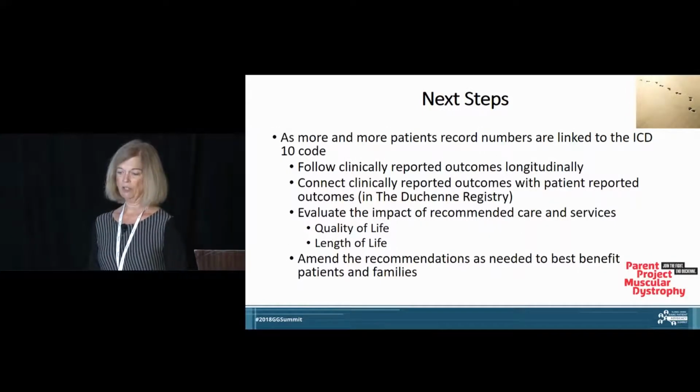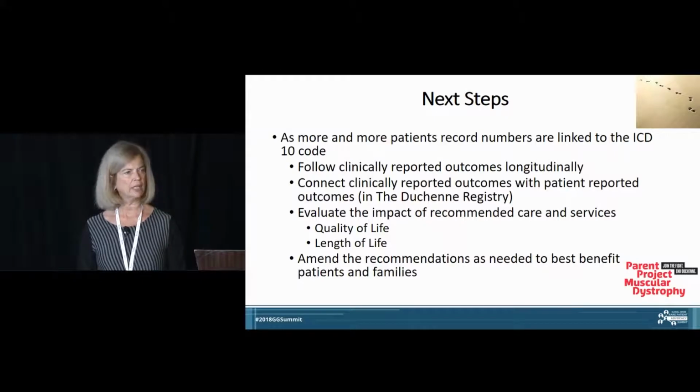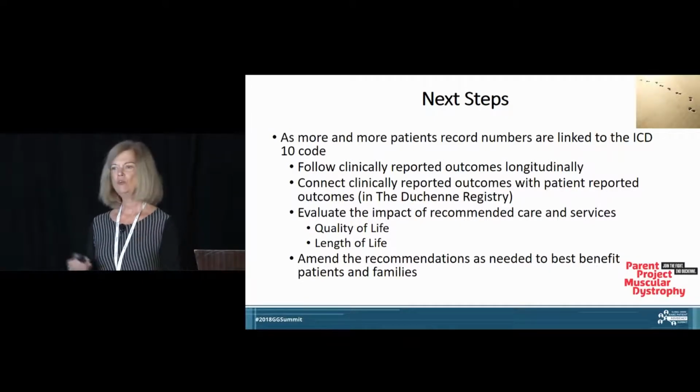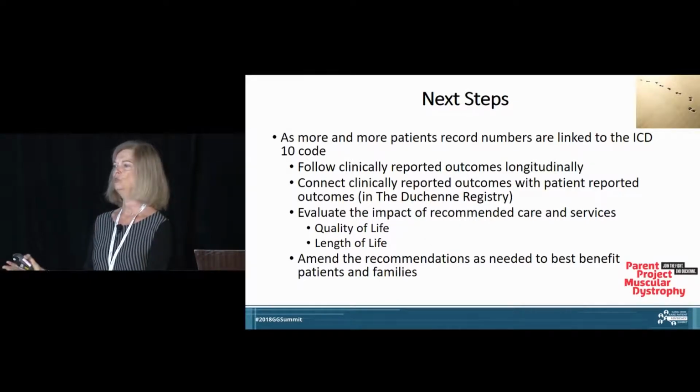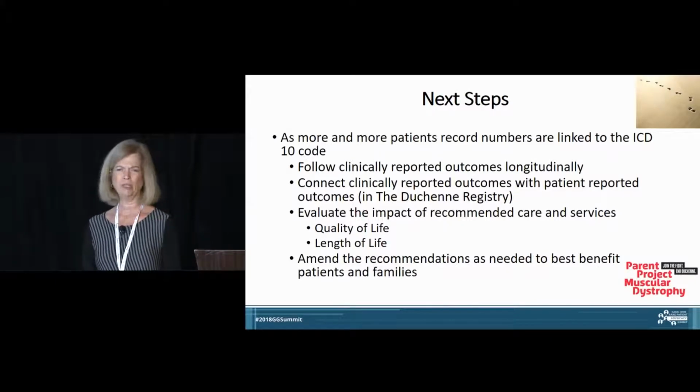So we'll be able to follow clinically reported outcomes longitudinally. We can collect clinically reported outcomes within the Duchenne registry. This is a registry that we've had for about 4 years that includes over 4,000 patients. And we've just announced an enhancement to that registry, so we'll be able to collect a lot more data. And then as we start to evaluate the impact of these care guidelines on quality and quantity of life, we'll be able to go back to those subspecialty areas and evaluate whether this made a difference. Maybe it's made a huge impact. Maybe it's really made no difference at all. But until we can start to collect that data, we really can't evaluate any of these things.